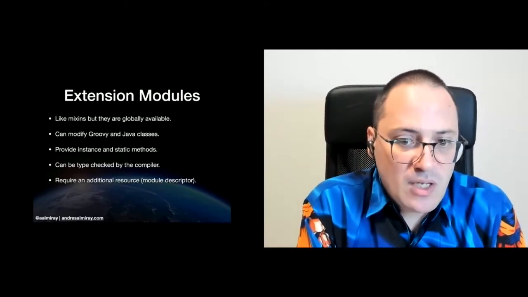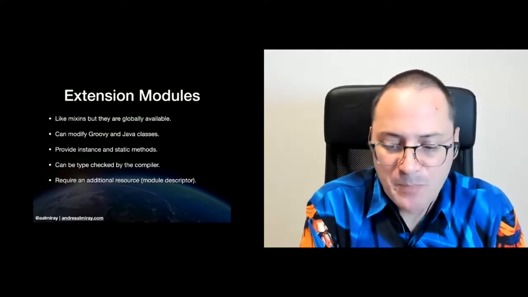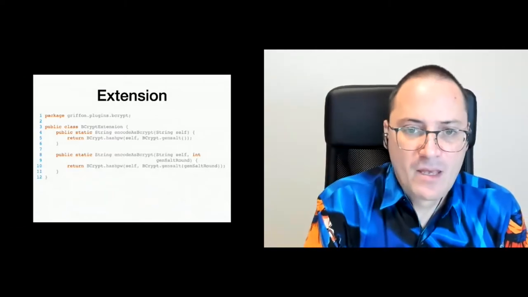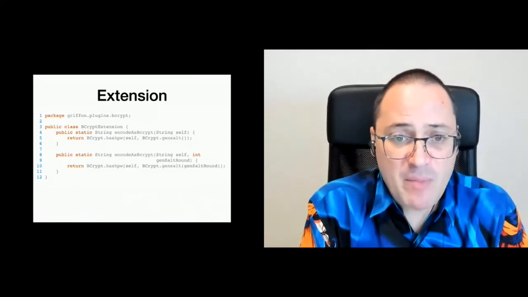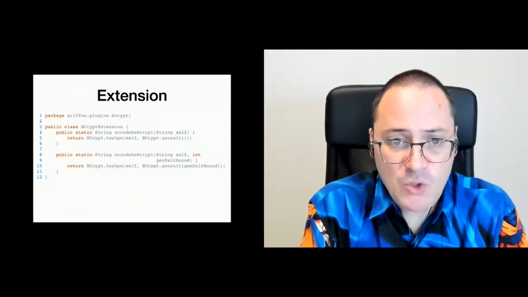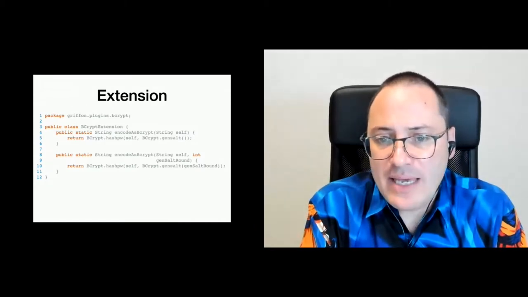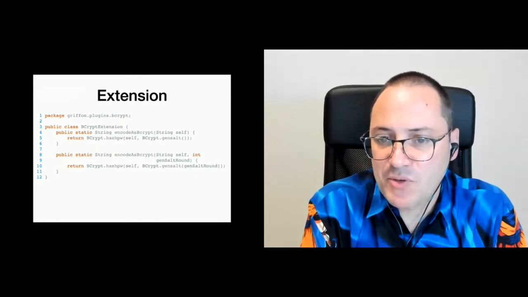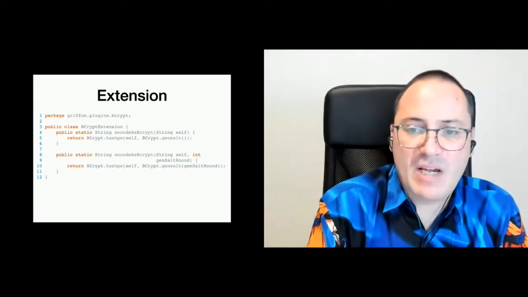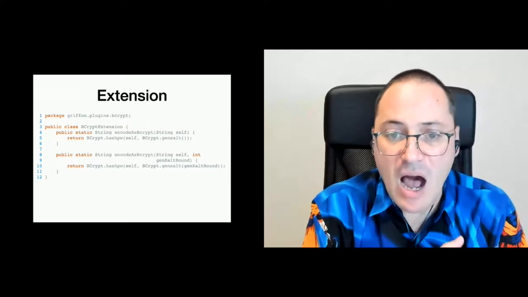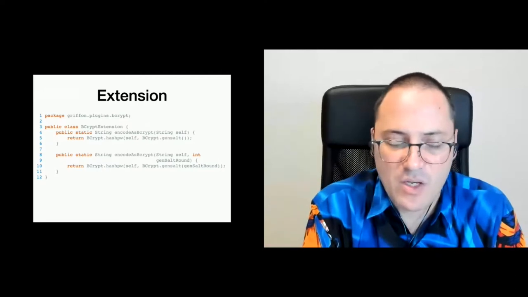In order to do this, you need not just the extension module itself, but also an additional resource called the module descriptor. And I'm going to show you a simple example. Many years ago in the Griffon framework, we had an extension called the bcrypt plugin, which allows you to generate a hash following the bcrypt algorithm. And we want this method called encodeAsBcrypt to be available to string instances. So instead of just calling something like Bcrypt.encodeAsBcrypt and passing the string itself, we want to have string.encodeAsBcrypt. So we'll add that encodeAsBcrypt and encode, well, those two methods to a string.